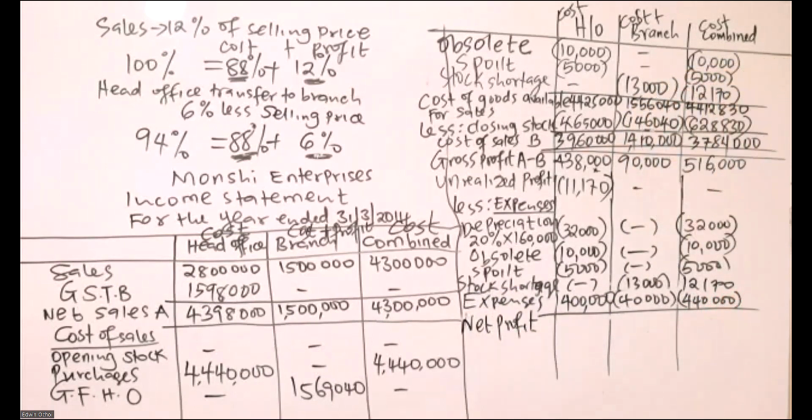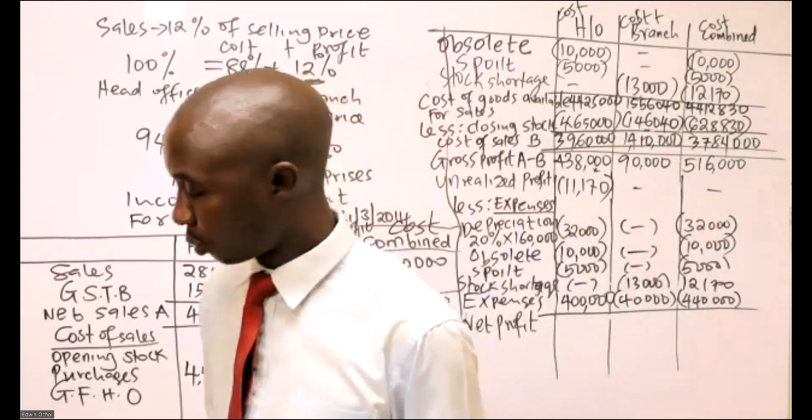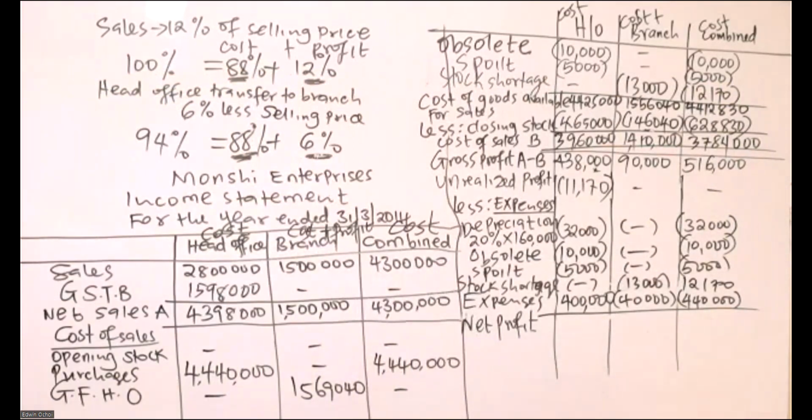Malimo, I have a question. If you go to additional information number 4, there is a provision for a bonus. That one will come after the profit. So they are paying the Mombasa branch manager of the net. A bonus is paid out of what? A bonus is paid out of profit. So that one will come after we are done with the deduction of expenses.